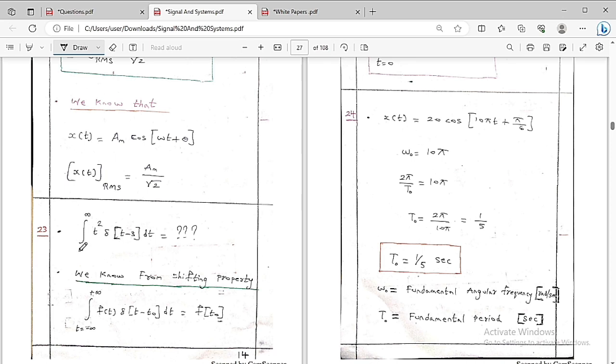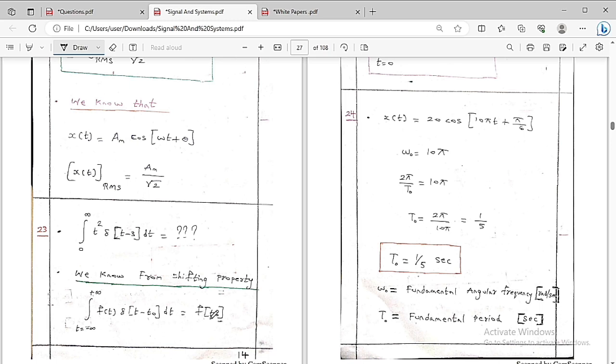So the integration from t equal to 0 to infinity of t square into delta of t minus 3 dt, that we need to figure out. I've already told you the basic formula. We know from the shifting property, the integration from t equal to minus infinity to plus infinity of f of t into delta of t minus t naught dt is equal to f of t naught.